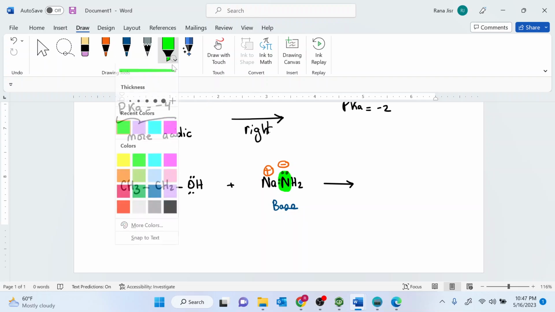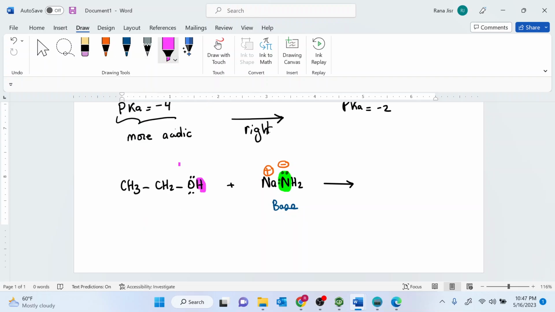Then definitely this hydrogen over here is going to be the acidic hydrogen. Now, why did I choose this hydrogen and not the hydrogen connected to the carbon? Well, oxygen is more electronegative than carbon. So this is why this hydrogen is more partial positive than this hydrogen over here. So this is why it's more acidic. Okay, this is why I'm choosing this hydrogen. After all, the base is going to choose the most acidic hydrogen and grab it.